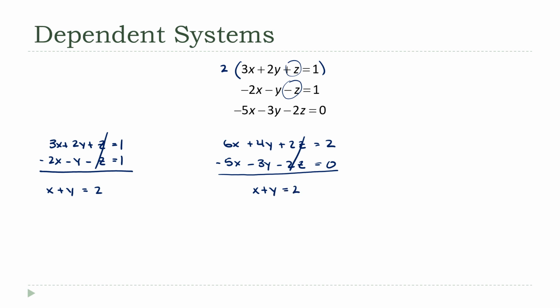We got the same equation, right, which is a surefire indicator that what we have now is a dependent system. And if you really want to carry it through, multiply this one by negative 1, add it to this one over here. Everything cancels out. You'll get 0 equals 0. So how do we write our answer?